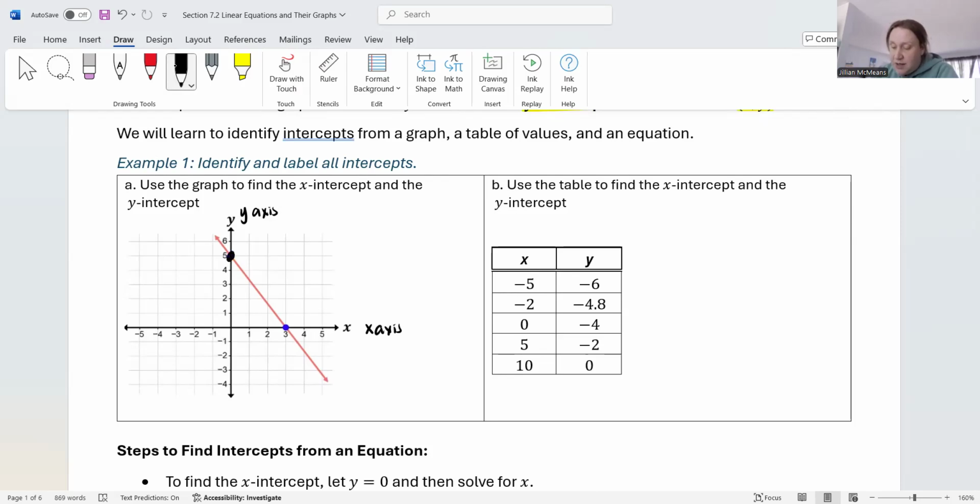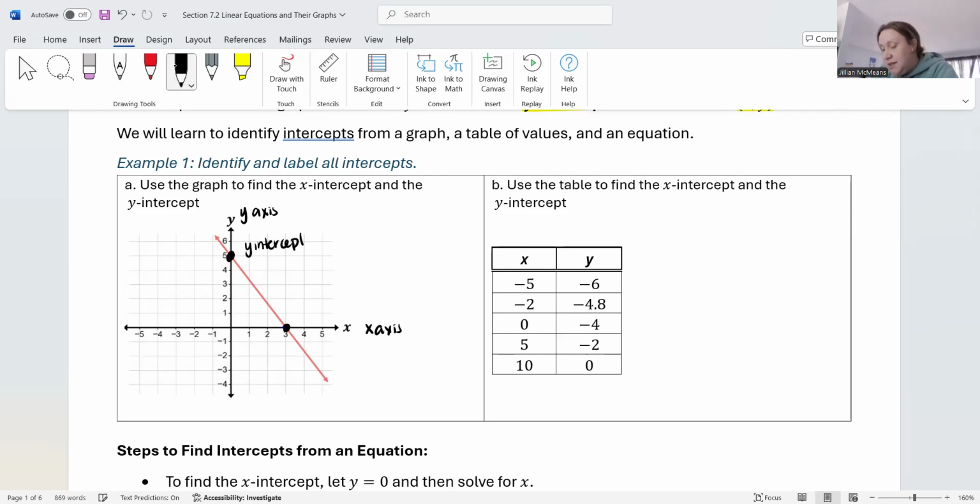I will tell you that lines have at most two intercepts, okay? Now, other types of graphs could cross an x or a y-axis more than once, but for lines, at most once, okay? So let's look at this y-axis, okay? The red line does cross the y-axis. That means we do have a y-intercept.